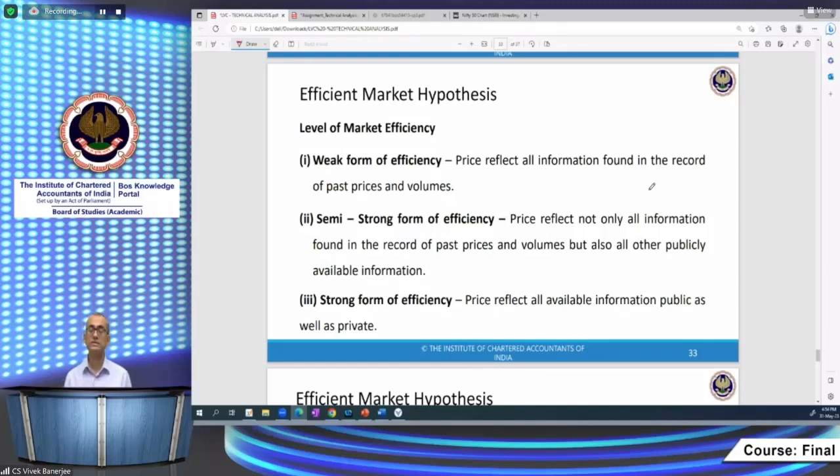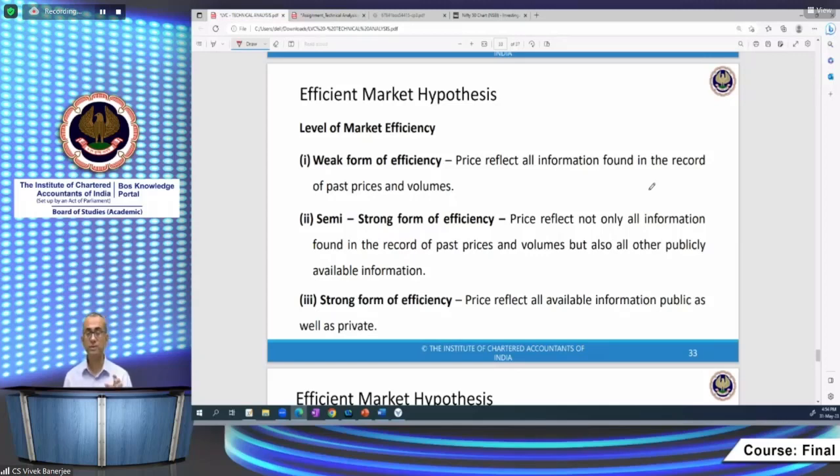Strong form of efficiency says that the price reflects not only the past information, but also the publicly available information. Publicly available information is that the company made a declaration that it is coming out with a merger and acquisition proposal. Company has publicly declared that it is increasing its dividends by 10% from the past year. Company has declared that it is issuing bonus shares. Company has declared that it is coming out with a buyback. So these are all publicly available information.